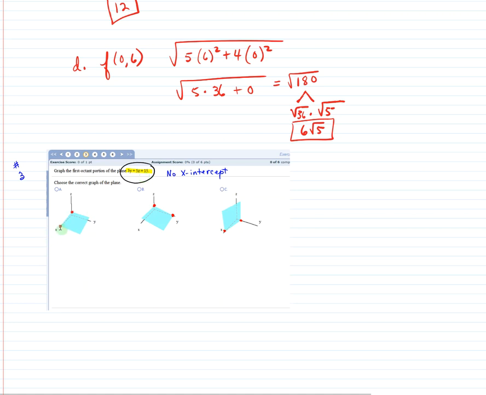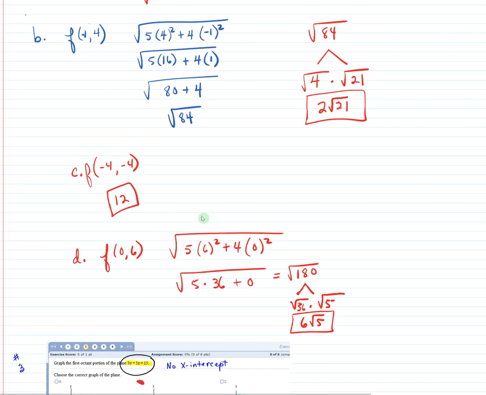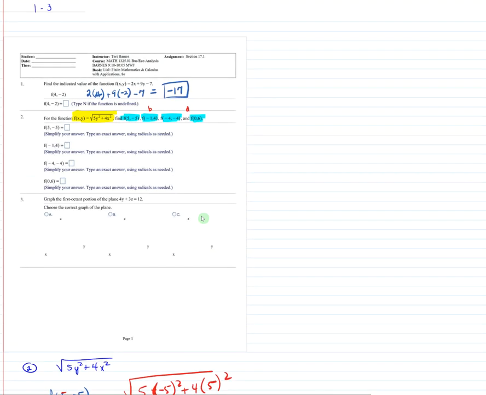This one hits on the x. This one has a point on the x. This one does not. So this one would be our answer. We're looking for that idea that we didn't hit the x-axis with a point. I think that's it. We're just touching on this briefly, but that should get us through 17.1.